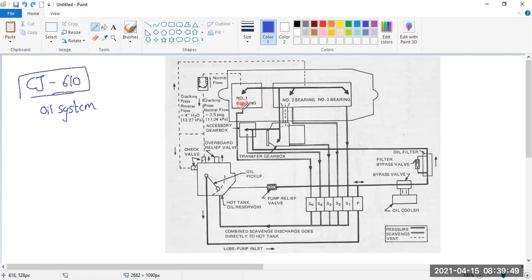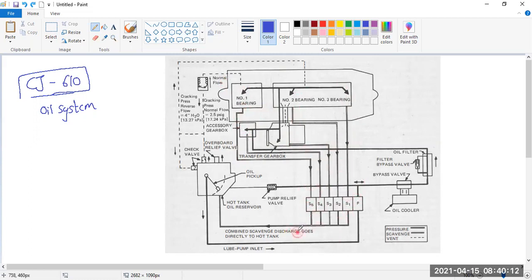And this line, can you see this line connected to the scavenger pump, this second one, the scavenger pump. From the transfer gearbox, this line. From the number two bearing compartment, this line. Number three bearing compartment, this. So there are five scavenger pumps because there are five bearing compartments to be lubricated. From each of them, we are bringing the oil into the pump.